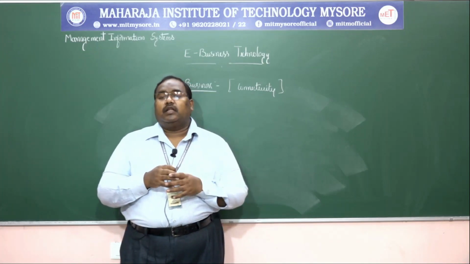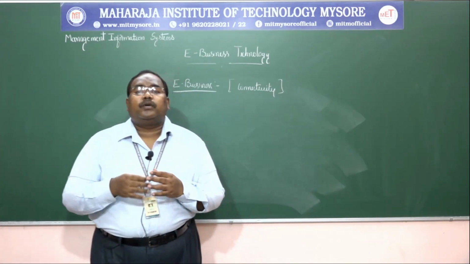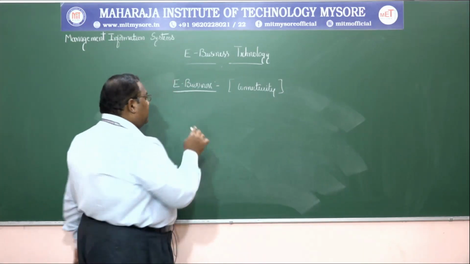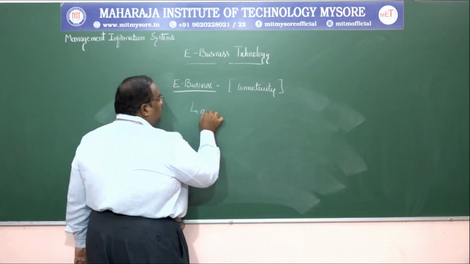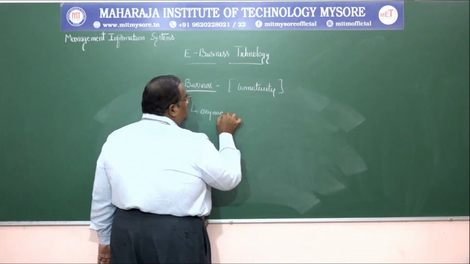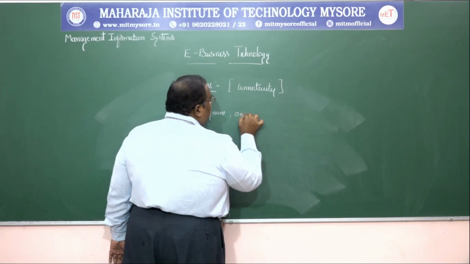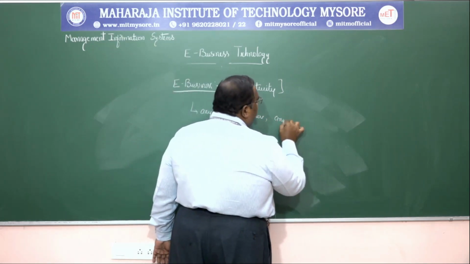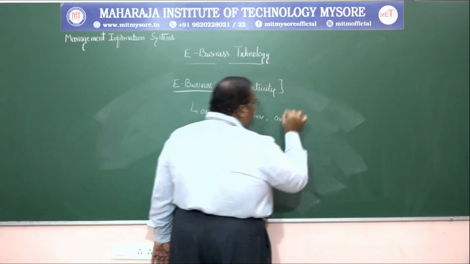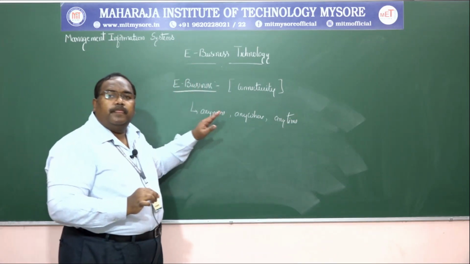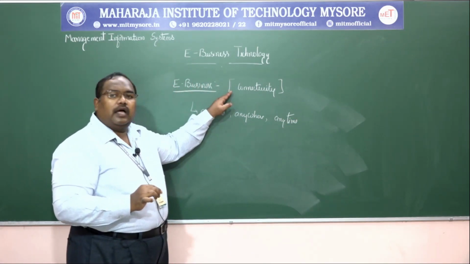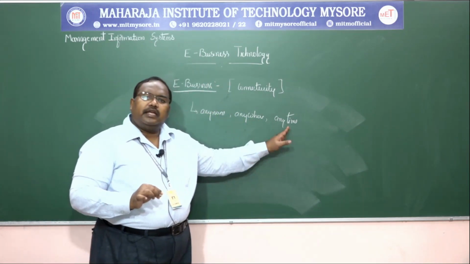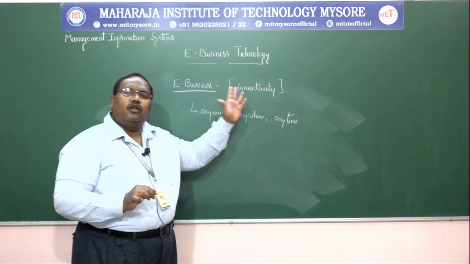The internet is supporting it to allow organizations to perform business operations with anyone, anywhere, anytime. This is the key part. Anyone, anywhere, at any time. With these features, e-business is said to have connectivity to everyone, everywhere, anytime. So we call this a global activity.